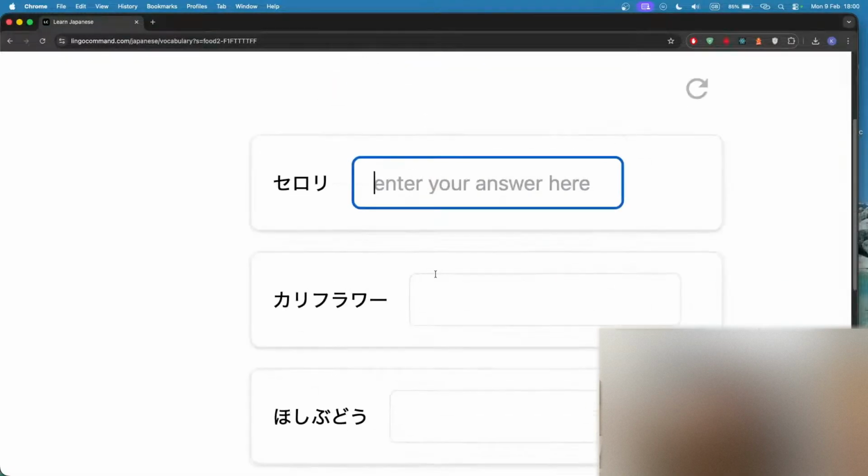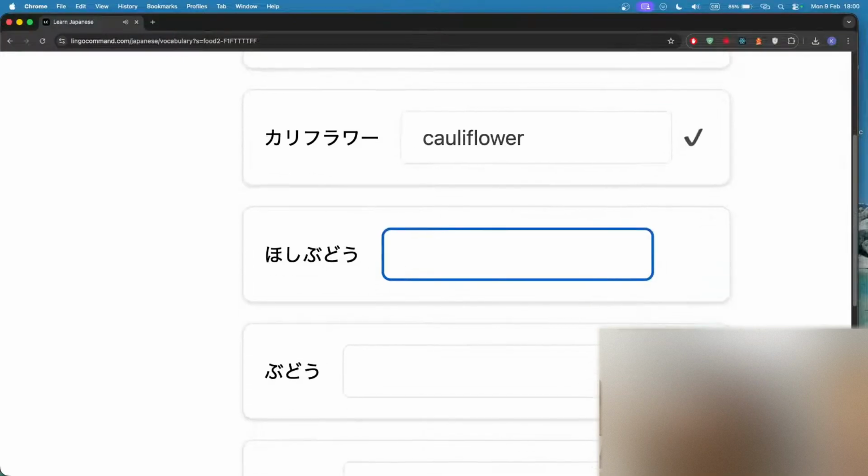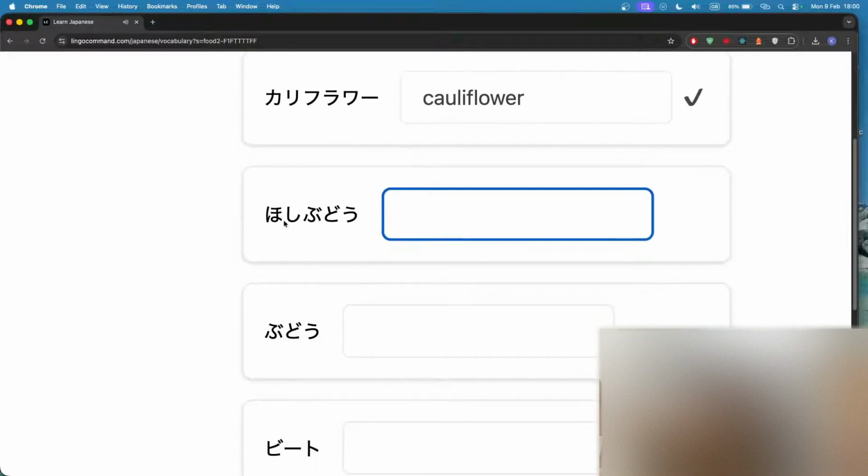So this is serori. It's katakana, it's a loan word. So this is celery. Cauliflower. So we have this dash here to extend the A from wa. Cauliflower is cauliflower. So that's just another loan word from English. And then this is hoshi budo. Now we know budo is grape. So this one is raisin.